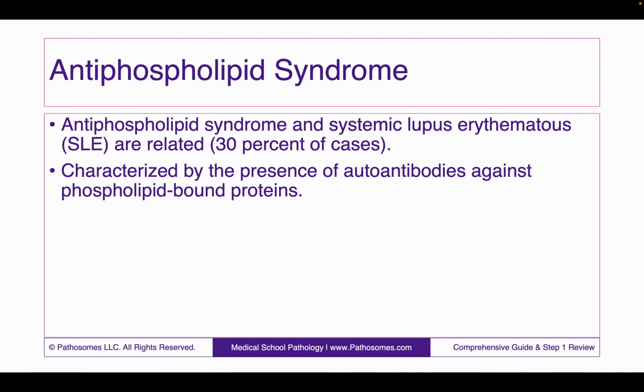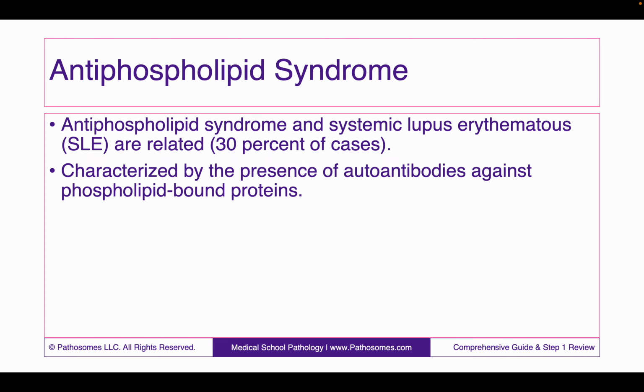Let's talk about antiphospholipid syndrome. Antiphospholipid syndrome and systemic lupus erythematosus are related in 30% of cases. So oftentimes you'll come across a clinical vignette saying, a female patient, pregnant, there's certain VQ mismatch issues. It's likely due to antiphospholipid syndrome.